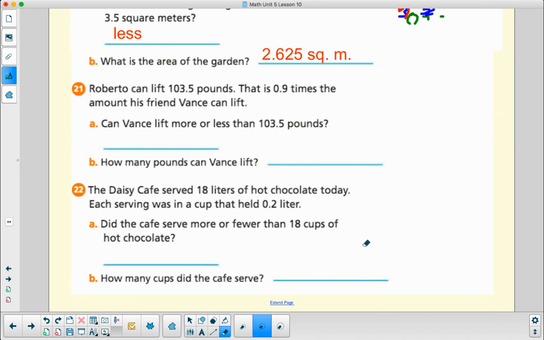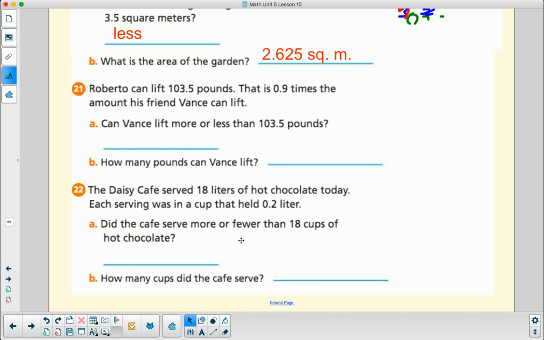All right, 21. Roberto can lift 103 5/10 pounds. That is 9/10 times the amount his friend Vance can lift. Can Vance lift more or less than 103 5/10 pounds? Well, this is 9/10 times the amount of Vance.